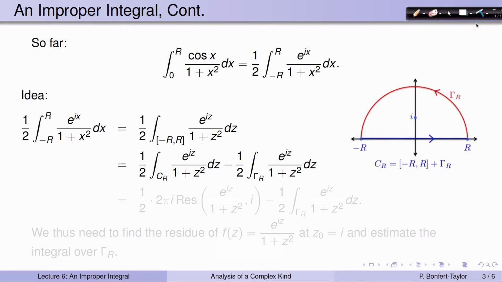But that's clearly not the same thing as what we wanted before. We really only wanted to integrate over the line segment. So if we integrate over all of CR, which is the line segment plus the semicircle, then we need to subtract the integral over the semicircle afterwards in order to make things right. And that's what we're doing right here.